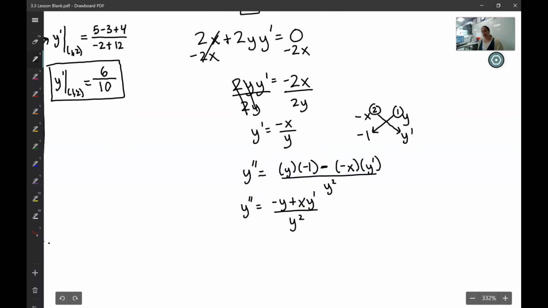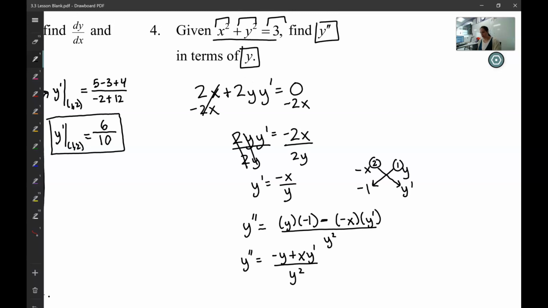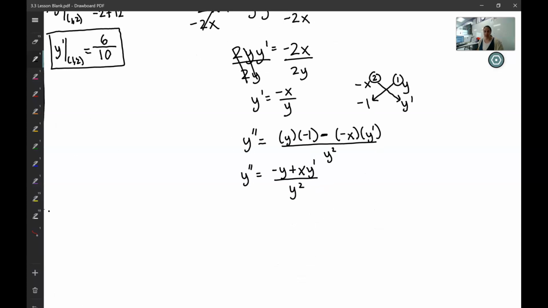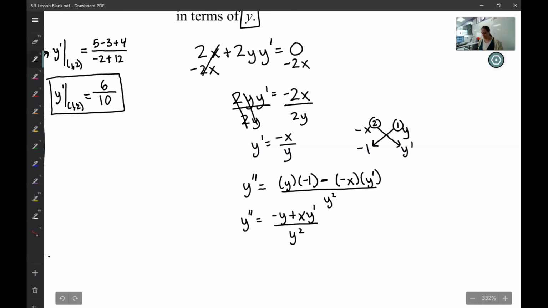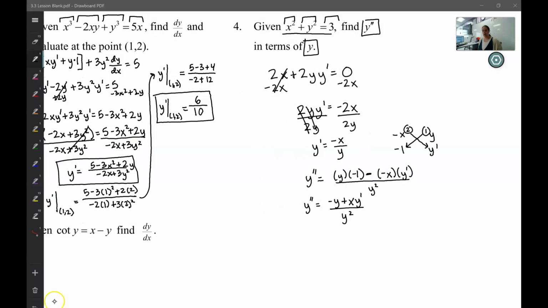Now, you would think that we should be done, except if you go back to the problem, it says in terms of y. That means you should only have y's in your answer. No x's, no y primes. So what we're going to do is be a little tricky on this one. Now, the first thing I'm going to get rid of is my y prime, because that's the easiest one to get rid of.